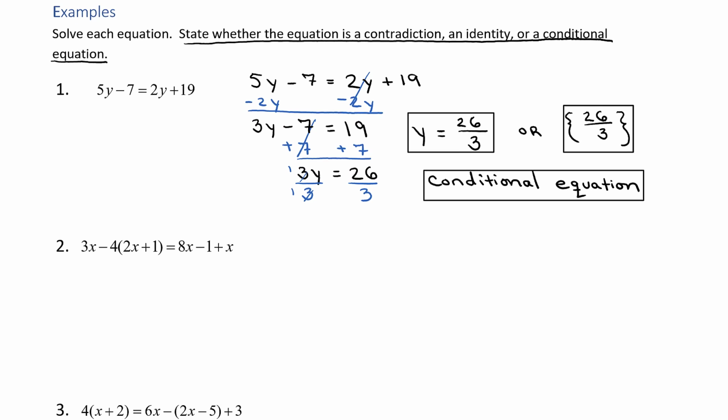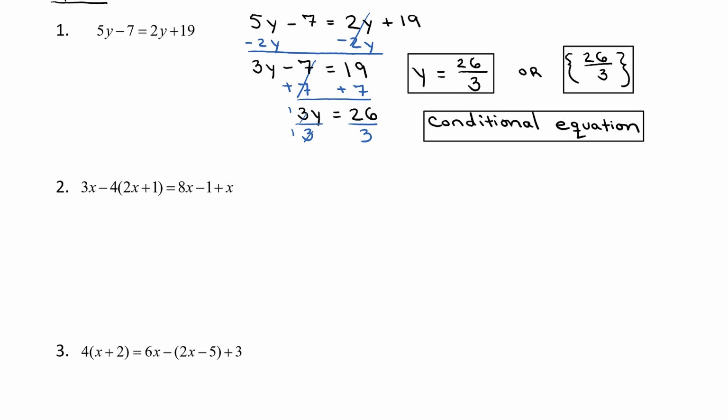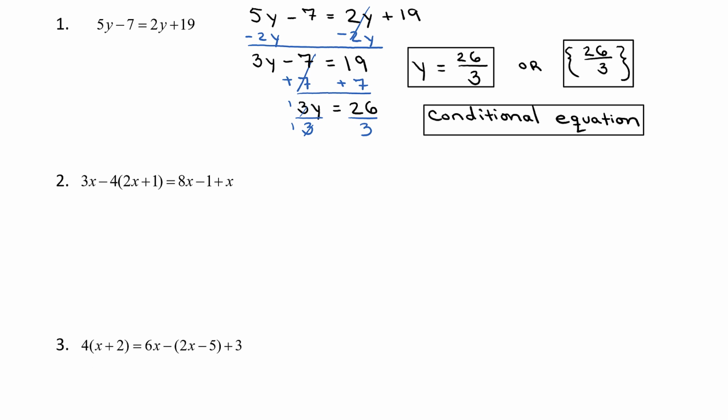Example 2. 3x minus 4, we're going to open up a set of parentheses. Inside the parentheses, we're going to have 2x plus 1, close the parentheses, equals 8x minus 1 plus x. We're going to begin by distributing the negative 4 that is in front of the set of parentheses. So we're going to end up with 3x minus 8x minus 4 equals 8x minus 1 plus x. Let's go ahead and combine like terms.